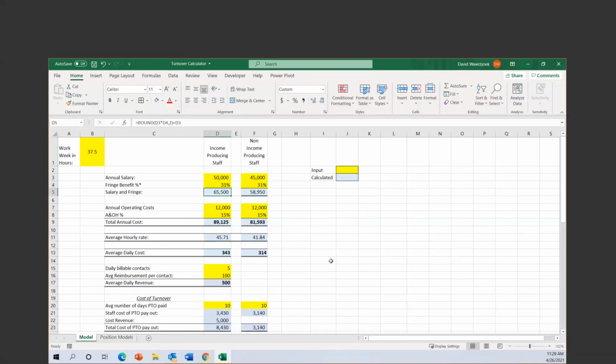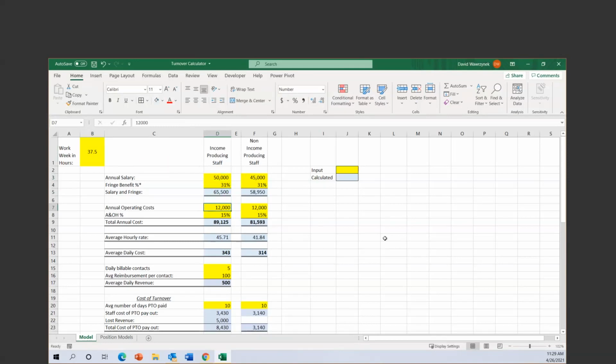So, although we could take a look at $50,000 and divide it by our work week, in this case 37.5, and have an hourly rate, that does not take into consideration your fringe benefits. So once you add your fringe in there, this $50,000 salary is $65,500. But that's not the end of your costs either.